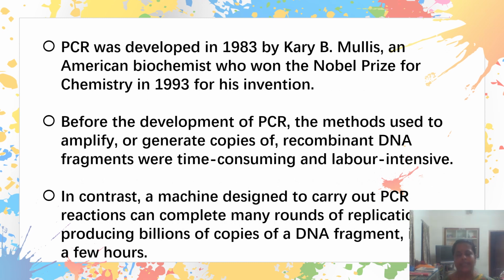PCR was developed in 1983 by Kary B. Mullis, an American biochemist who won the Nobel Prize for Chemistry in 1993 for his invention. Before the development of PCR, the methods used to amplify or generate copies of recombinant DNA fragments were time-consuming and labor-intensive. In contrast, a machine designed to carry out PCR reactions can complete many rounds of replications, producing billions of copies of DNA fragments within a few hours.